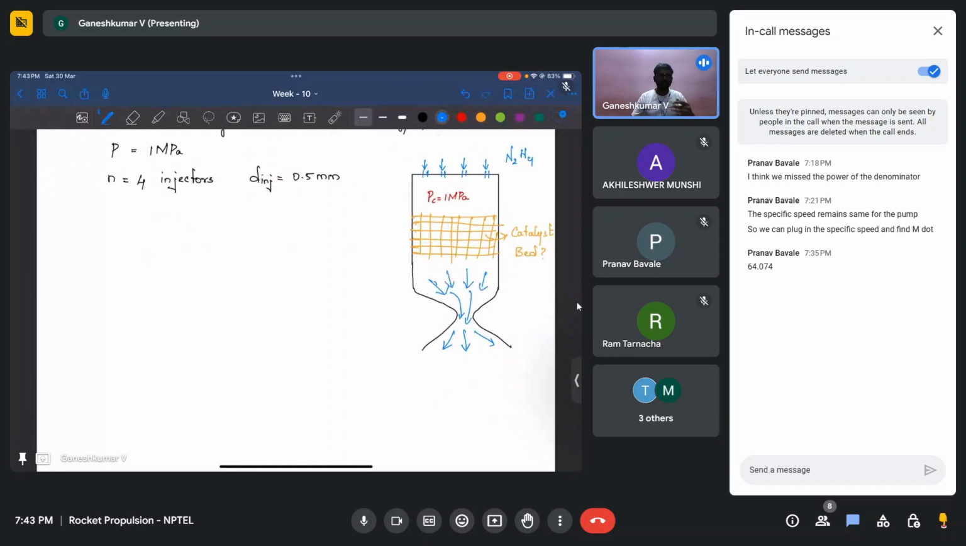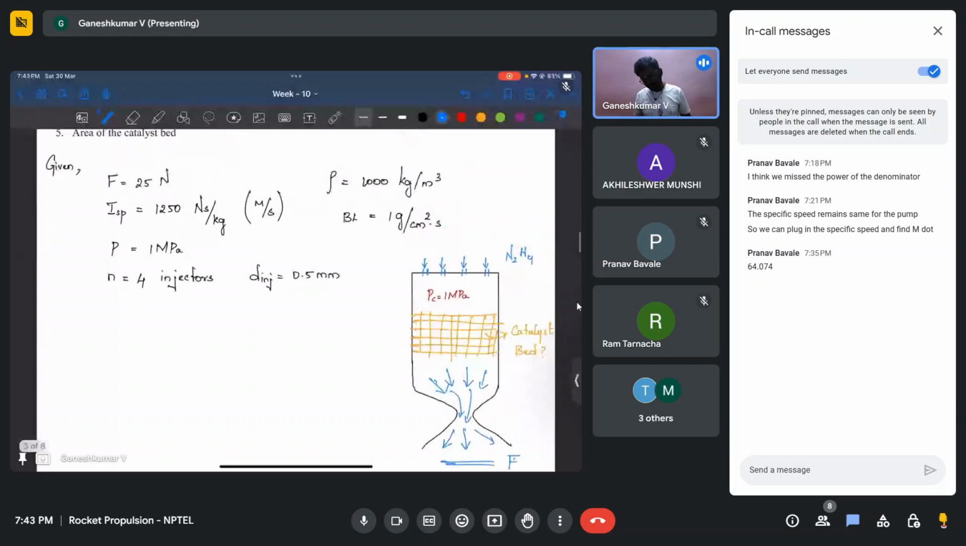Okay, so once it comes out, the temperatures here will be very high, and so you will get larger thrust here. That's the basic reason we are interested in the catalyst bed. So basically, we were asked to find... let me also write down that.